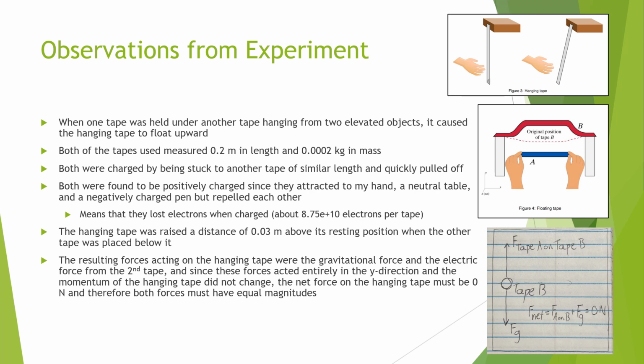The hanging tape was raised to a distance of 0.03 meters above its resting position when the other tape was placed below it. The resulting forces acting on the hanging tape were the gravitational force and the electric force from the second tape. Since these forces acted entirely in the y direction and the momentum of the hanging tape did not change, the net force on the hanging tape must be zero, and therefore both forces must have equal magnitudes.